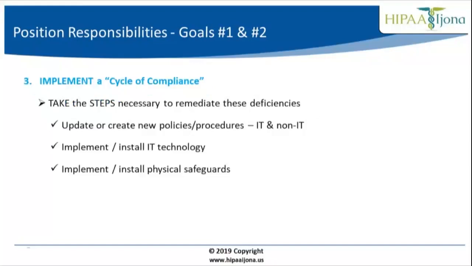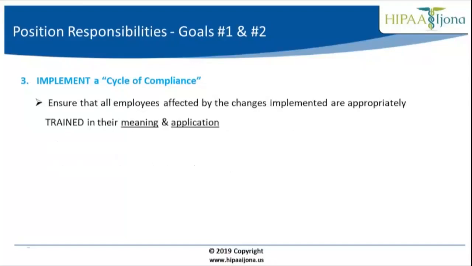Okay. So you need to take steps necessary to remediate whatever deficiencies you have, and there's only 3 things you have to address. You either update or create new policies and procedures, doesn't matter if they're IT or not IT related, or implement and install technology, or implement and install physical safeguards. You see, you're focusing on policy and procedures, technology, and locks, that type of thing. Those are the key things that you're going to be focusing on. You're going to have to ensure that all employees that are affected by any change that you put in place are trained in their meaning and application. Remember the meaning, okay? That's important.